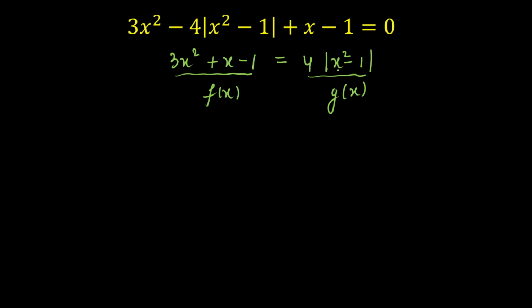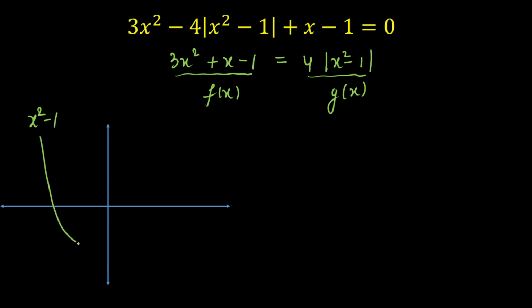So first I'm going to draw g of x. First I'll start with x square minus 1, not with mod, simply x square minus 1. If you want to draw x square minus 1, the roots of x square minus 1 will be x is equal to 1 and x is equal to minus 1, and it's an upward parabola, so it will be something like this. Now the second is we have to take the mod here. For g of x, I'm going to draw mod of x square minus 1 next.